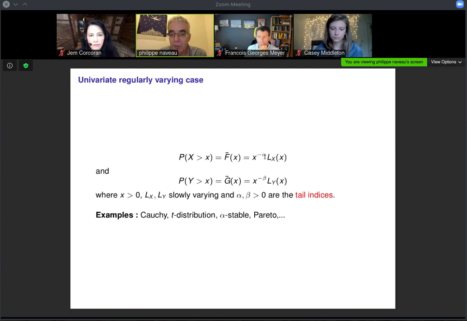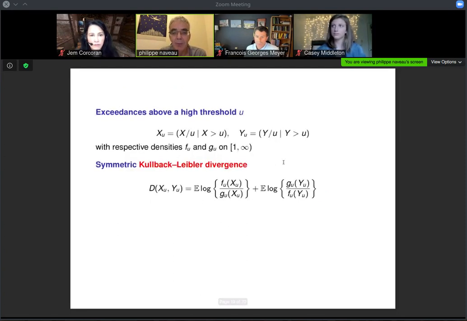And L is just a multiplicative function, which is going slower than x power minus alpha. So let's see how we can bring extreme value theory here. Extreme value theory comes because here we are not going to use simply the distribution of x or y, but we are going to look at given I'm above a large threshold u.